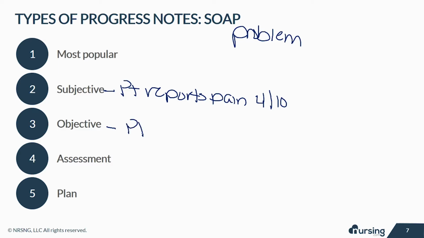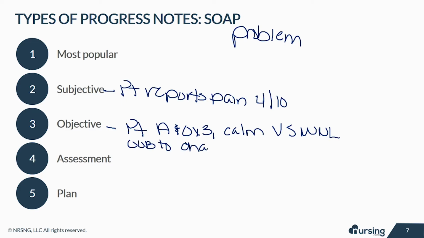Your objective information is what you see. Patient is alert and oriented ×3, calm and cooperative. Vital signs within normal limits. No edema to extremities, lungs clear, maybe out of bed to chair with assistance. And remember, we're talking about a surgical patient, right?